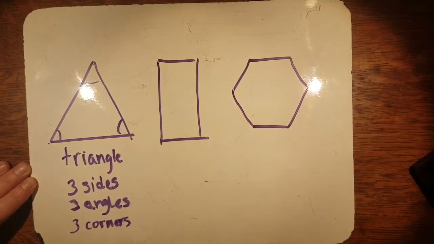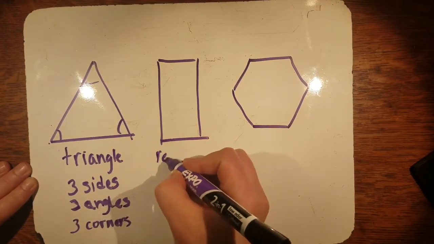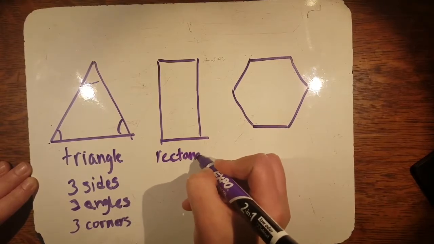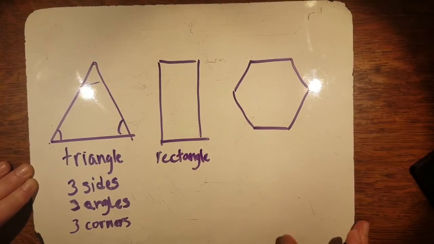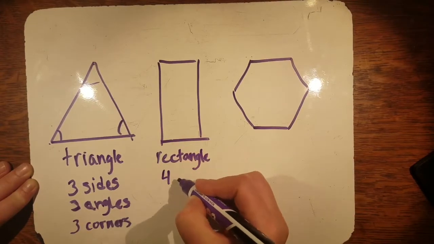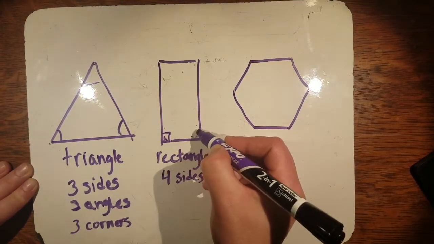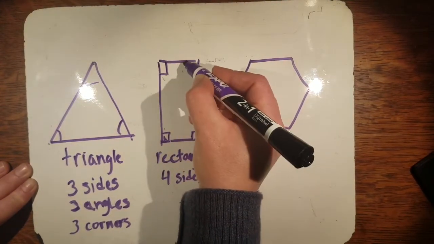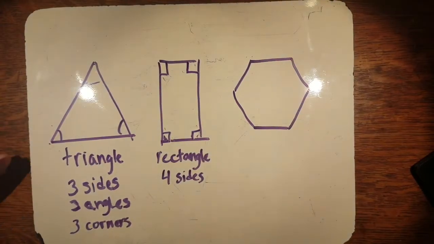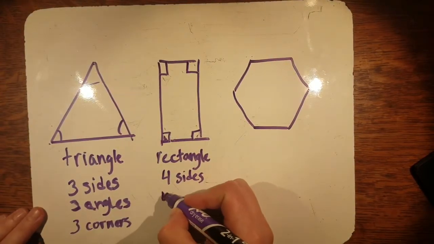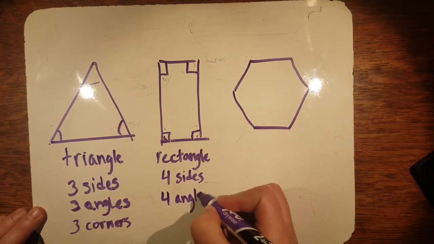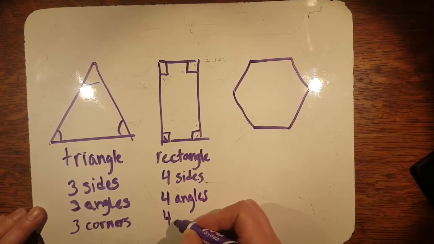How about this shape? What's this shape? Yep, it is a rectangle. These are all really basic things. How many sides does a rectangle have? Yep, 4 sides. How many angles? And we'll talk about why I just did square angles there to mark those angles. It has 4 angles, and 4 corners.